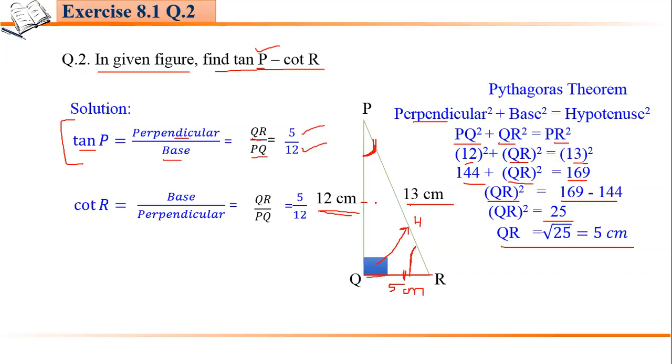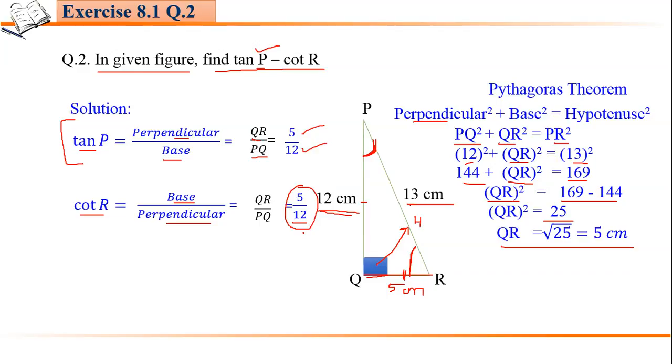So this is our perpendicular. So cot R is equal to base upon perpendicular. Base here is QR and perpendicular is PQ. This is again 5 upon 12. So tan P is equal to 5 upon 12, and this cot R is also equal to 5 upon 12.